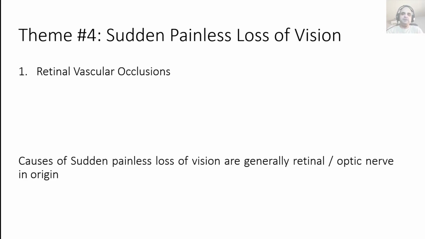Where there is some semblance of pain or vague sensation of pain, obviously we will mention that as we go along. And as you will see, most of the causes that we discuss within this theme have their origin in the neural retina, the neural part of the eye to be more precise, i.e. the retina and the optic nerve.